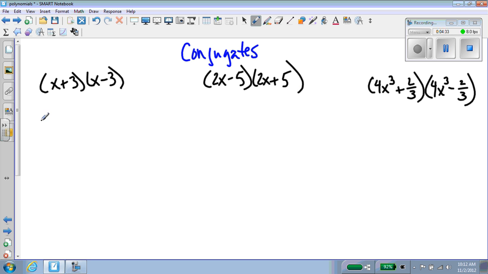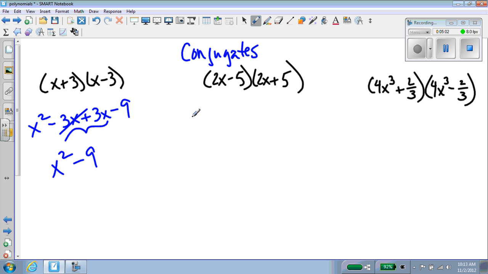And something happens when we multiply binomial conjugates together. So let's multiply. We get x times x, x squared, x times negative 3, negative 3x, 3 times x, positive 3x, and 3 times negative 3, negative 9. Notice what happens here with our outside and inside terms. They're opposites, so we just end up with x squared minus 9. Let's see if that happens again.